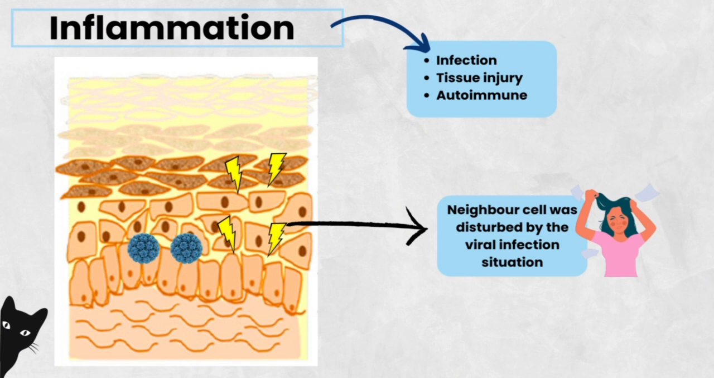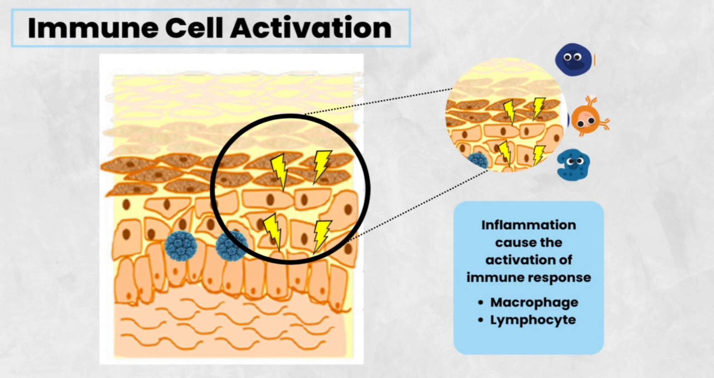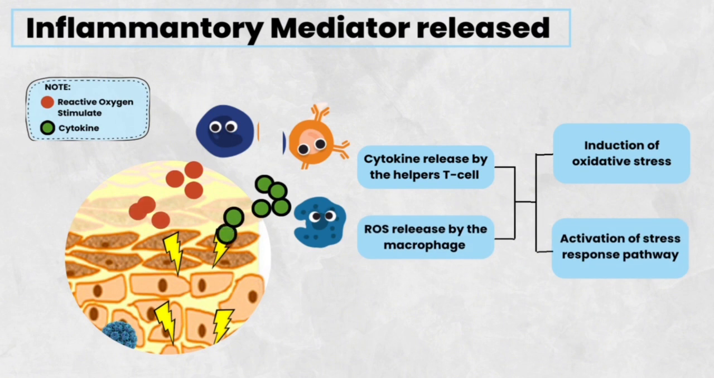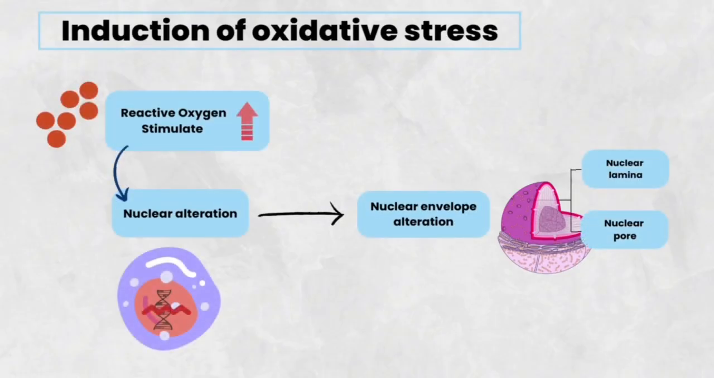Neighboring cells become stressed by the viral infection. This inflammation causes the activation of an immune response, such as macrophages and lymphocytes. Macrophages release reactive oxygen species, while T lymphocytes release cytokines. These two substances can cause induction of oxidative stress and activation of stress response pathways. Oxidative stress increases the number of reactive oxygen species, which causes oxidative damage to the DNA. This nuclear alteration can also cause nuclear envelope alteration.